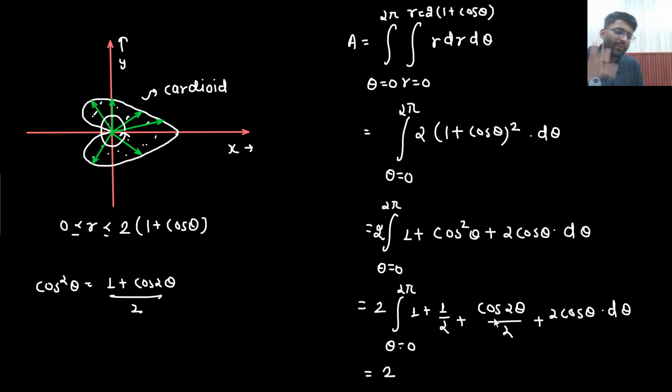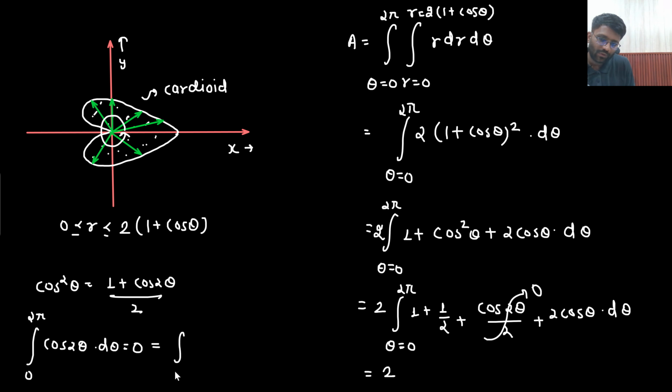2 is outside. When you integrate cos 2 theta from 0 to 2 pi, the answer will come out to be 0 only. Similarly, if you integrate cos theta from 0 to 2 pi, the answer will come out to be 0 only. Why is that so? Because this is the graph of cos theta from 0 to 2 pi. Whatever positive area you get, the same negative area you will get, so the answer is 0.